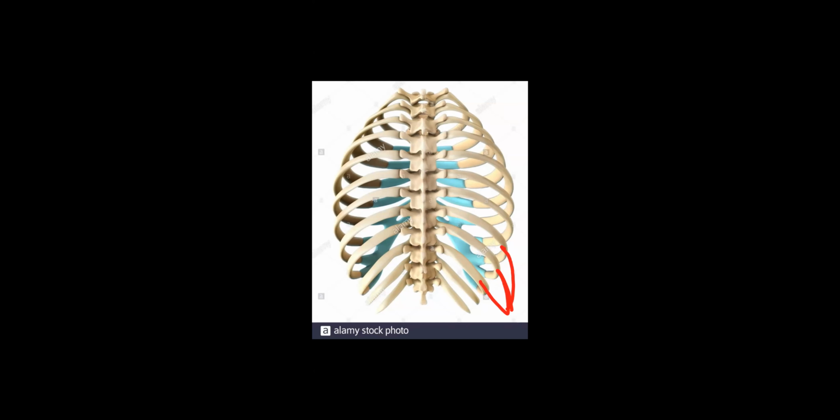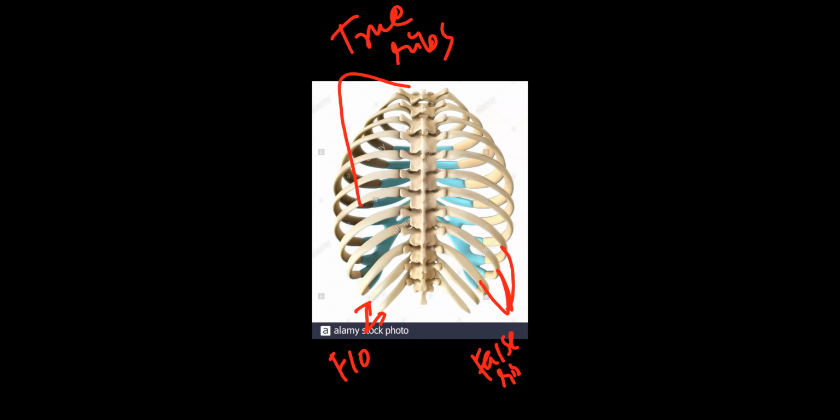ये false ribs 8, 9, 10. ये वाले 1 to 7 are true ribs. But these two which are not extended to the ventral side, they are restricted almost to the dorsal and slightly wide ways. The 11th and 12th pair, they are known as floating ribs. They are known as floating ribs. They are only vertebral ribs.